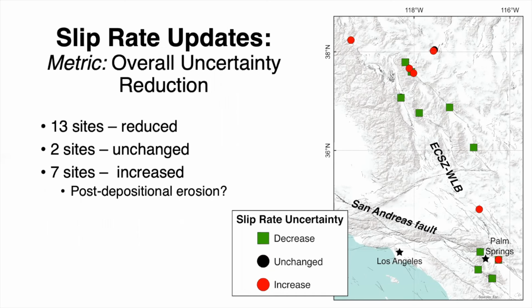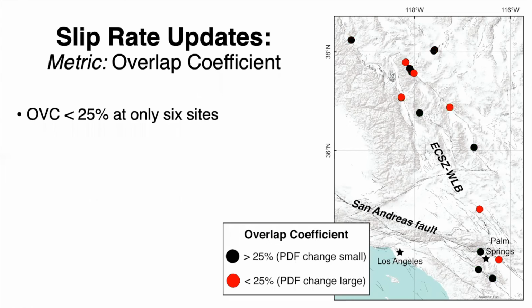Our analysis also resulted in reduced uncertainty at 13 of the study sites included. At 2 sites, total uncertainty remained the same, while at 7 sites, uncertainty actually increased. Increases in slip rate uncertainty at these locations are likely the result of our not including post-depositional erosion in our clast age distribution model. This is a current focus of future work for us. Finally, overlap of less than 25% of the PDF area was determined at only 6 rates in Southern California.